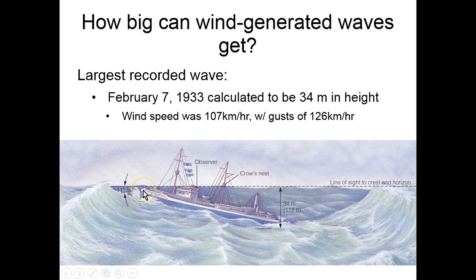So essentially, when part of the boat was at the trough, the lieutenant could observe when the crow's nest was in line, and he could calculate the angle over which it was on. He knew the length of the ship, and therefore he could use some geometry or trigonometry, whichever you call it, to calculate the height of the wave at 34 meters. Now, this wave occurred when there was a wind speed of 107 kilometers per hour with gusts of 126 kilometers per hour. So that is a pretty strong wind.